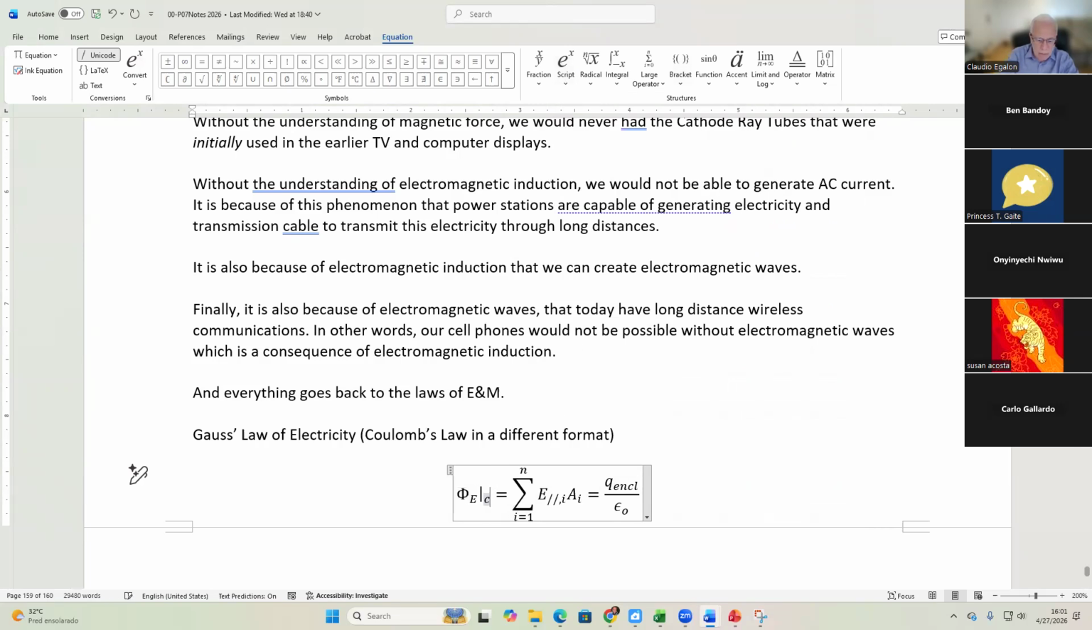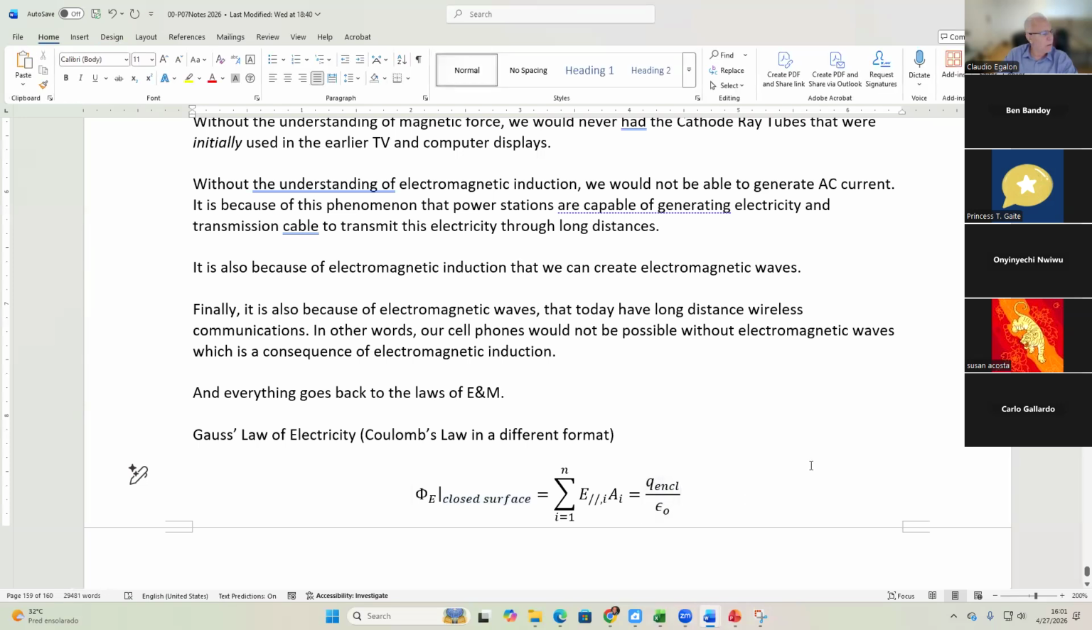Closed surface. Closed surface. We must have this, right? The flux is equal to the charge enclosed by the surface divided by epsilon naught. We have Gauss's law of magnetism, the magnetic counterpart of this Coulomb law.